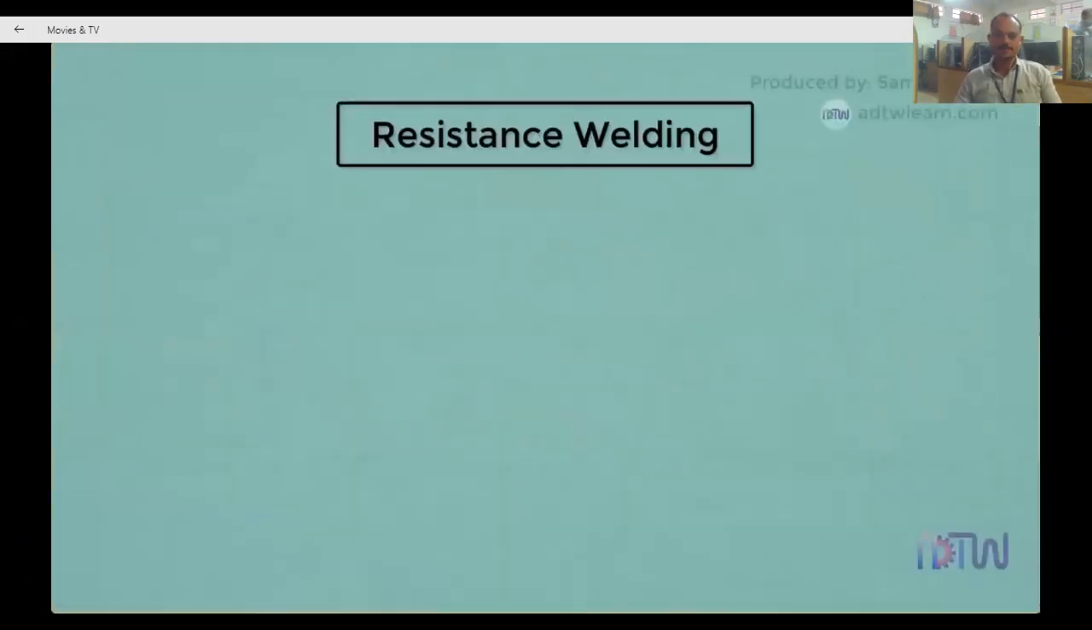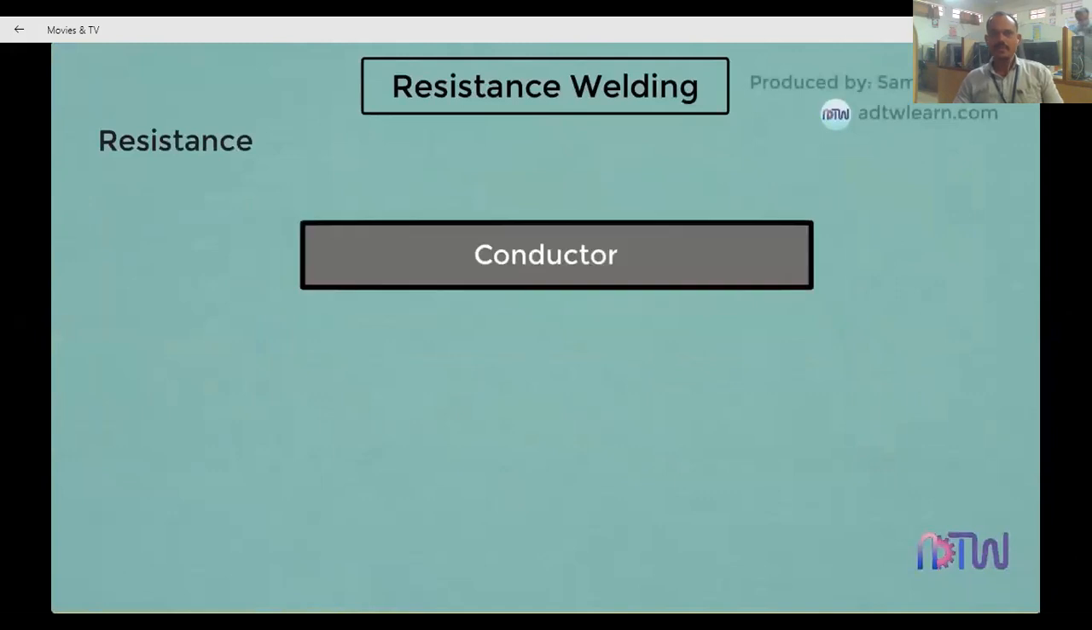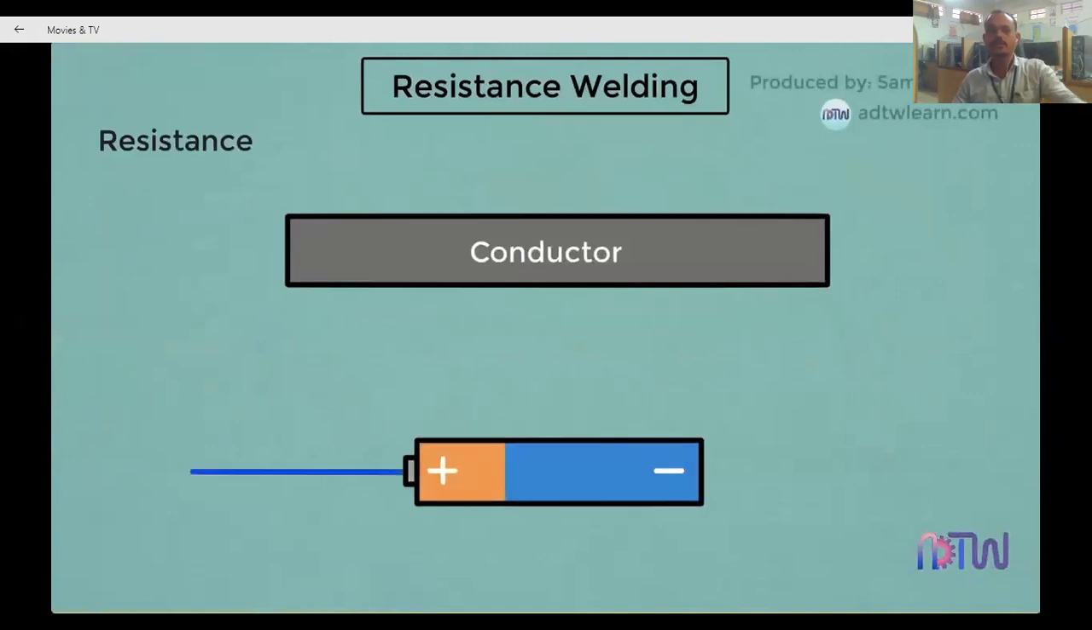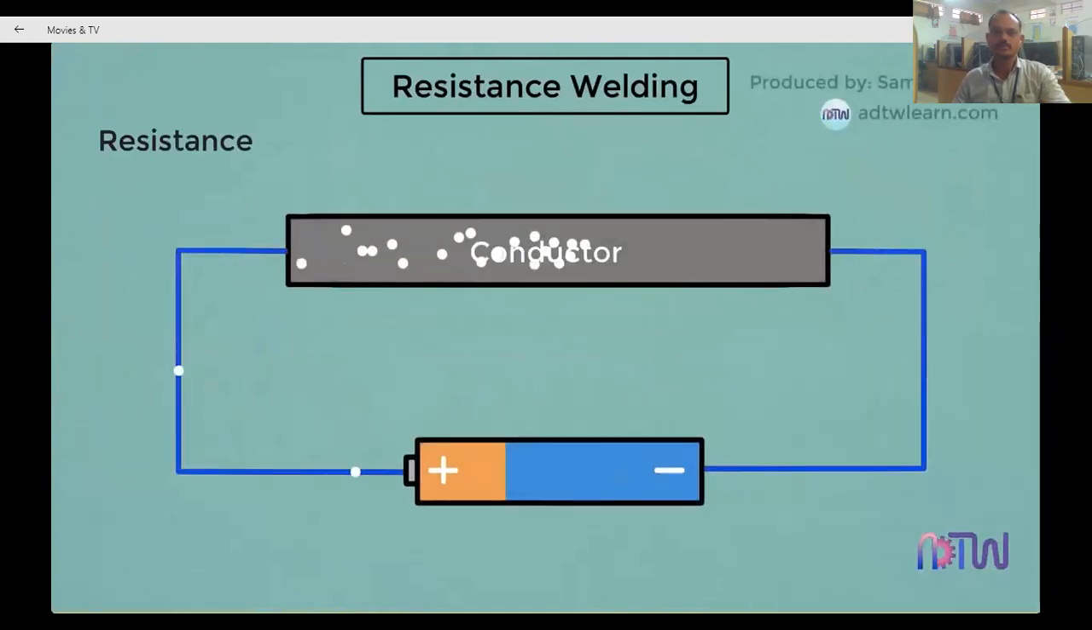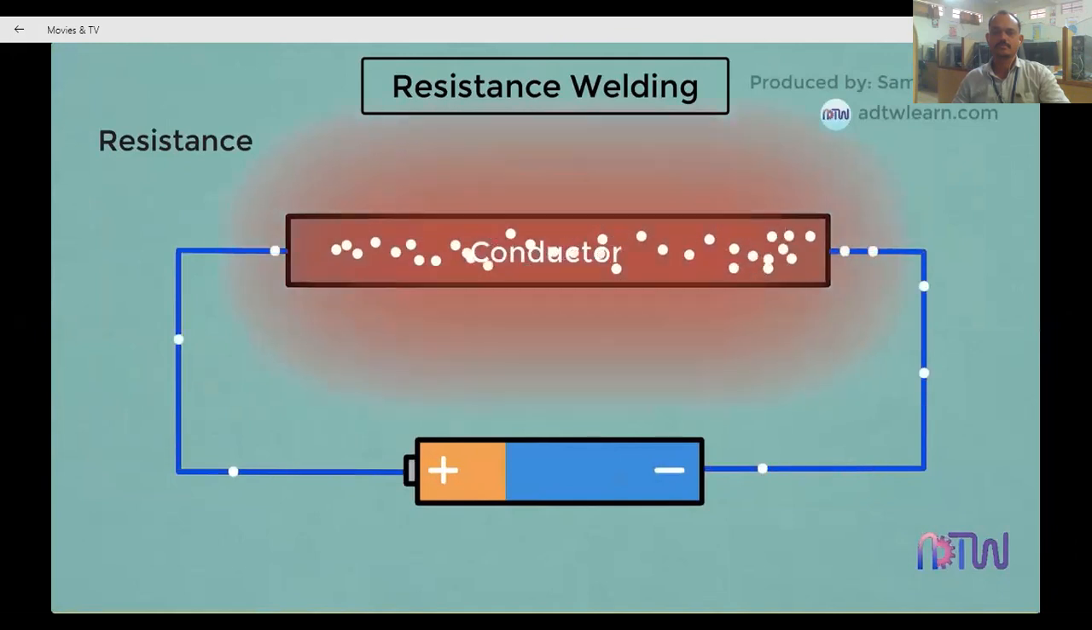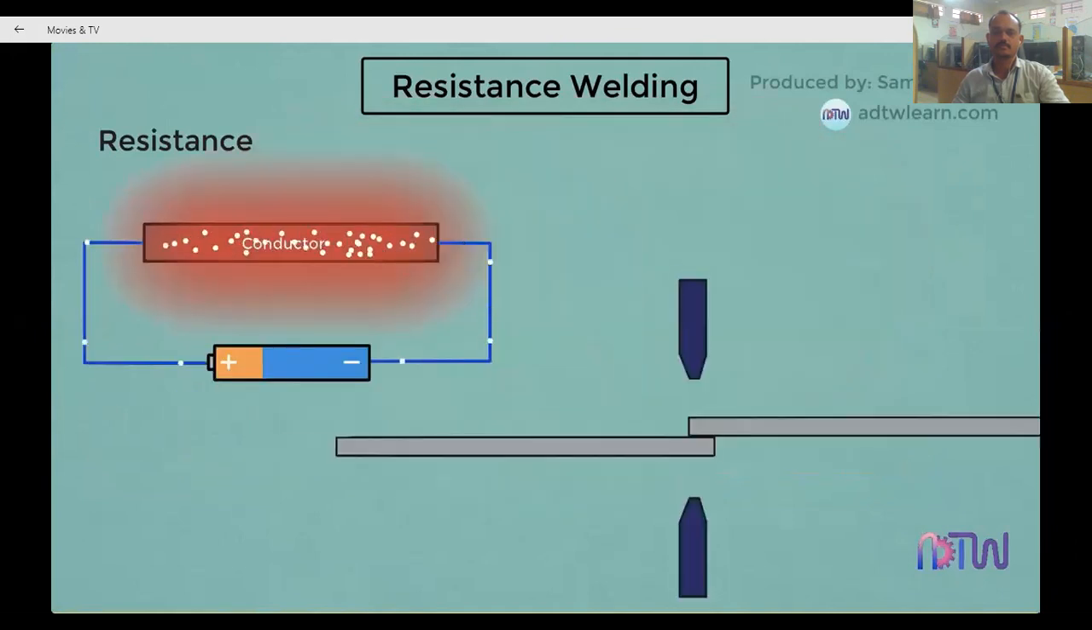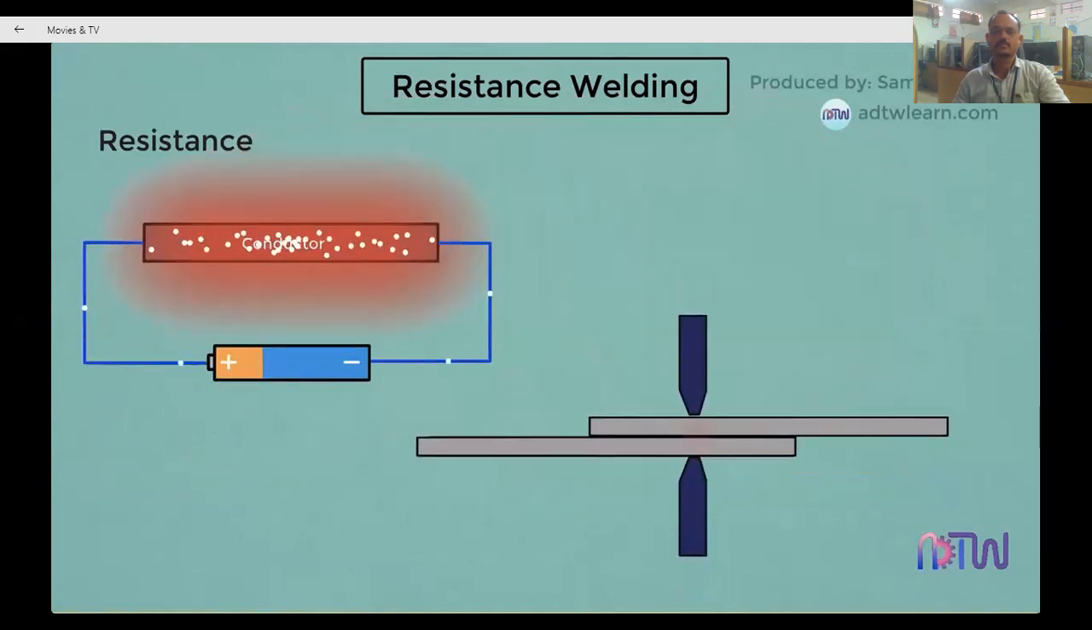Resistance welding. Resistance is the property of the conductor by virtue of which it resists the flow of electrons. Resistance to the flow of electrons creates friction and heat. This heat generated is then used to join the two similar or dissimilar metals by melting and forming a bond between them.